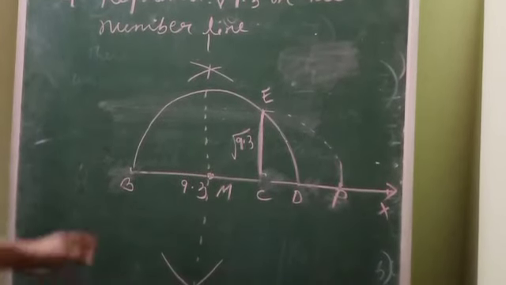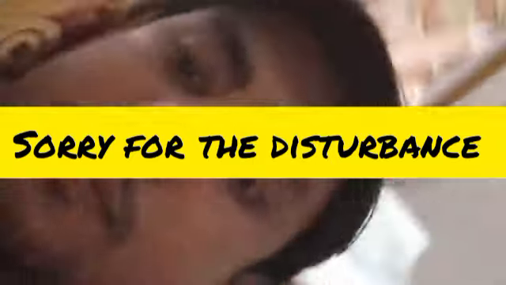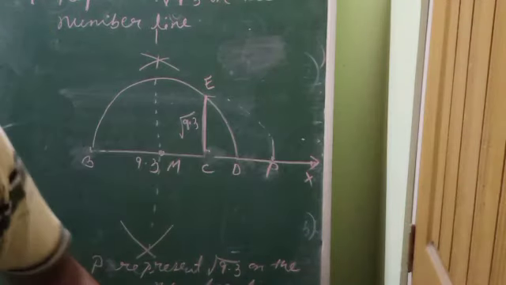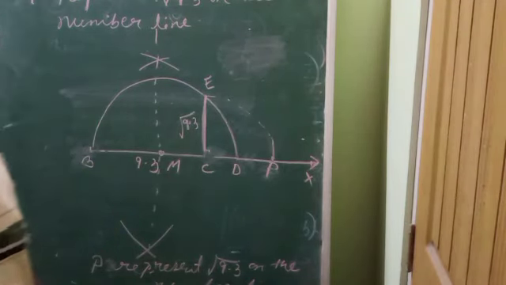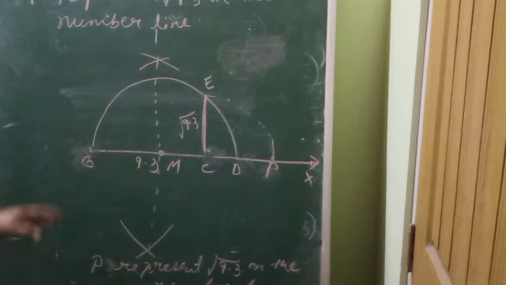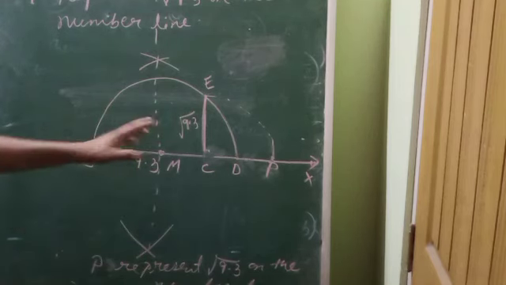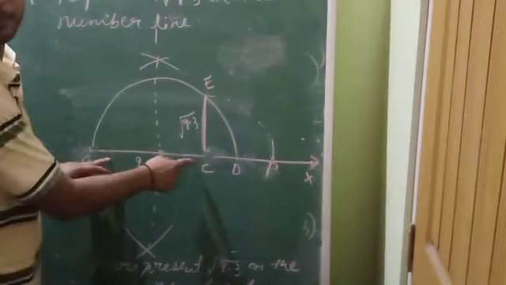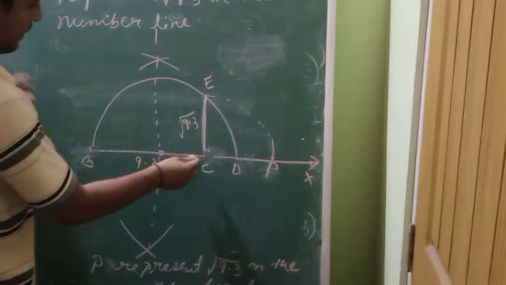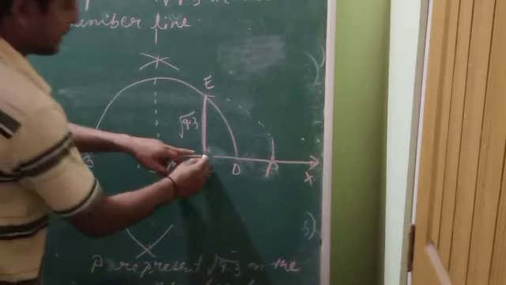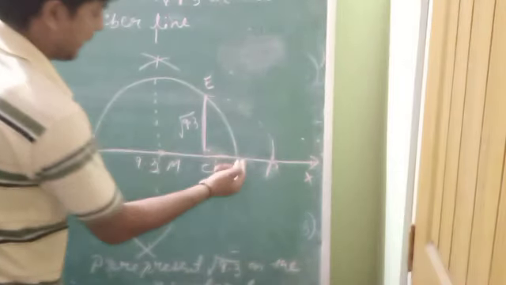At first, we have to draw a line segment BC. First of all, I have to draw BC as a line segment, BC 9.3. Then you have to extend one unit, CD as 1 centimeter. You can extend it.